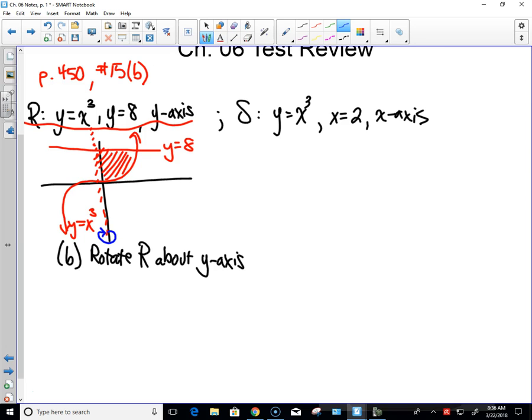Washer method. Good try. With the washer method, our big R would be 0, so it wouldn't really make a big difference. Our little r would be non-existent. So disk method, because it's flush against the axis, as Nathan already mentioned. It's going to be dy. It's about a vertical axis.